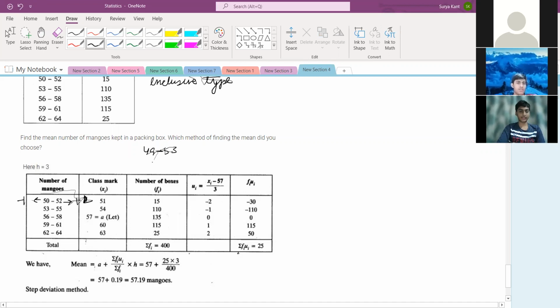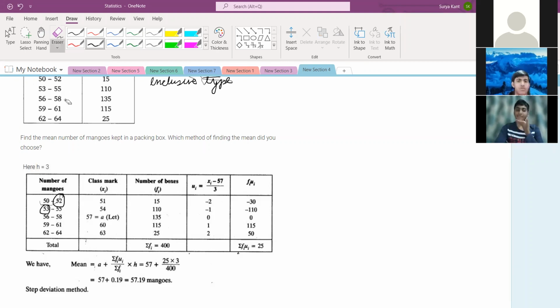It will come the same only. The values will change, but it will not be exclusive. No, it is wrong. If this becomes 53 and this becomes 52, that is not possible. So what should we do, Praharshan, then?